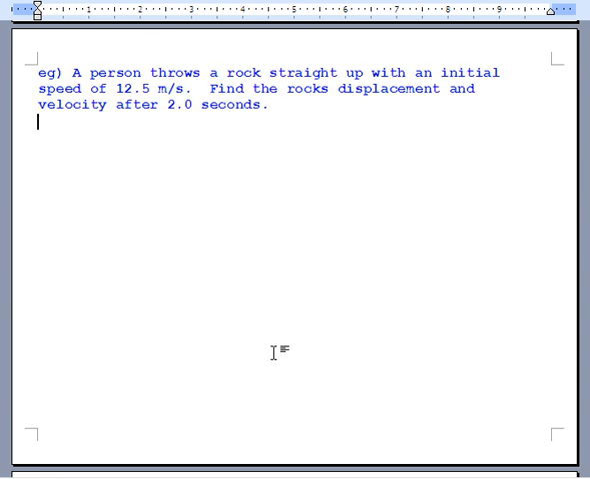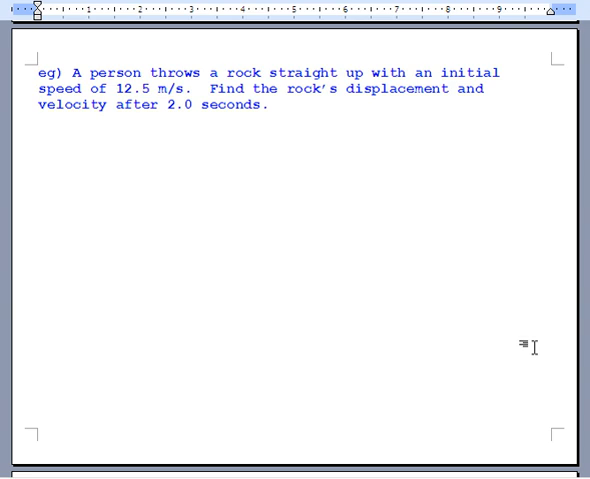Again, don't feel like you need to write all this down word for word. Person throws a rock straight up into the air with an initial speed of 12.5 meters per second. Find the rock's displacement. Pardon my grammar. And we're talking about like an actual rock, not Dwayne Johnson. Ha ha ha. Find the rock's displacement and velocity after 2 seconds.